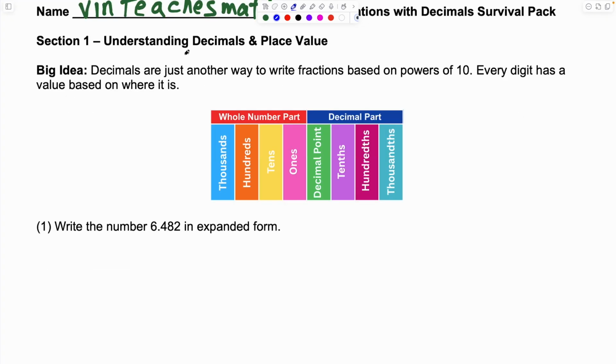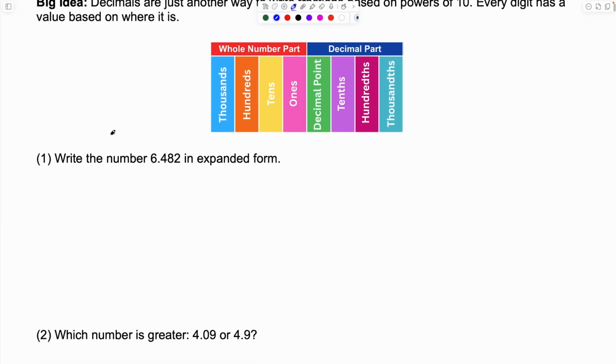Section 1, we're doing understanding decimals and place value. The big idea for this section is that decimals are just another way to write fractions based on powers of 10, and every digit has a value based on where it is. For the first question, we're going to write the number 6.482 in expanded form.